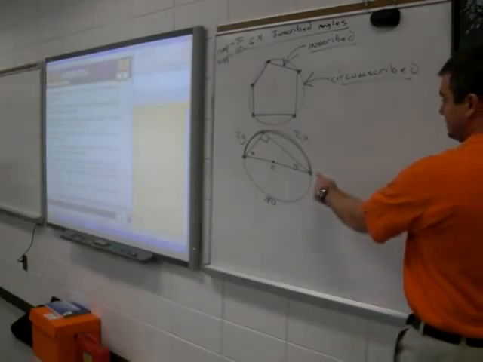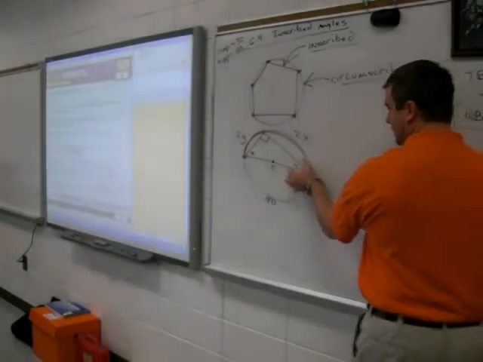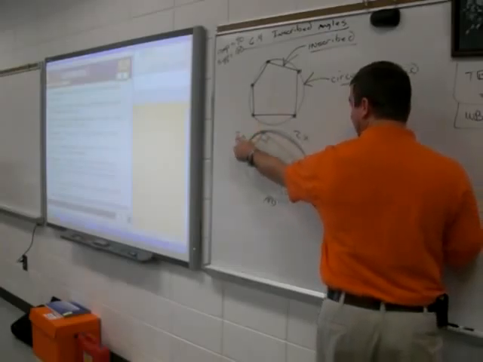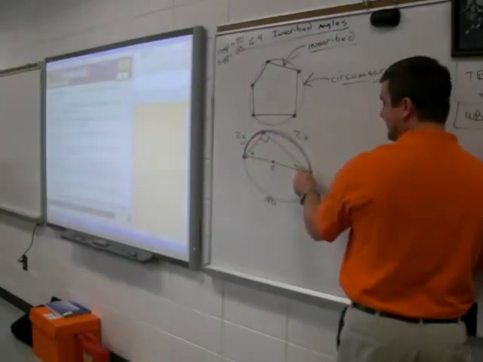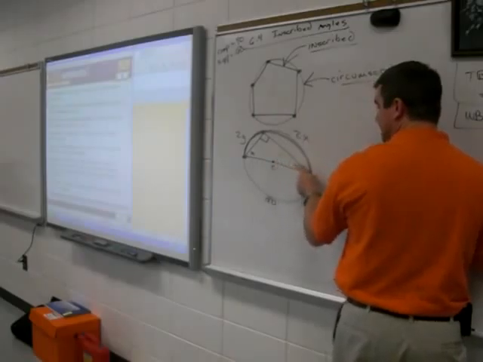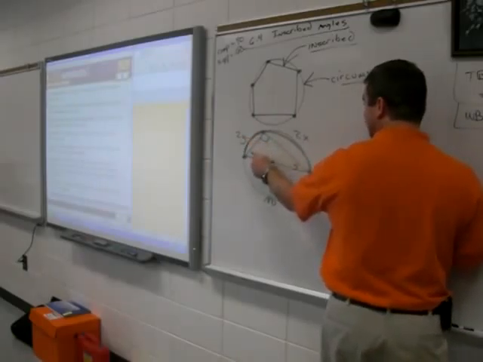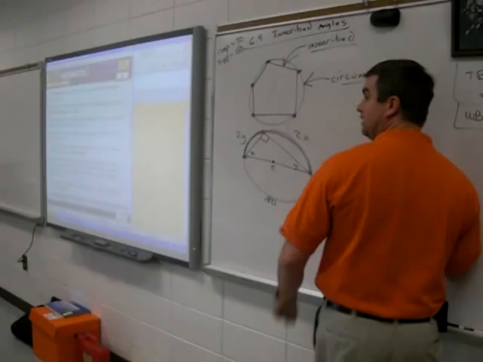I doubled it. It's an inscribed angle. Here's an angle. It's making an arc. It's inscribed. I have to double it to get that measurement. Let's say this was 30 and this was 60. If that's 30, then that's 60. If this is 60, that would be 120. I have to double it.